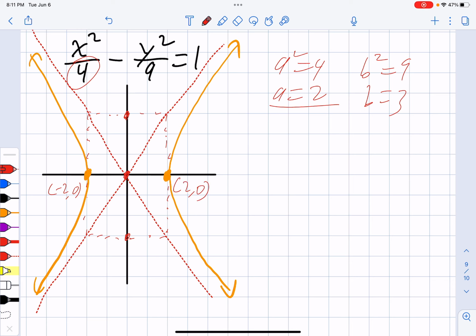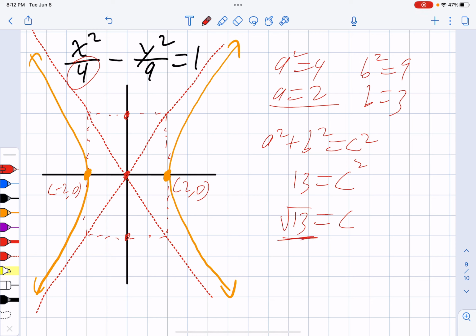The focus, remember, the focus comes from a squared plus b squared equals c squared, but a squared and b squared are those 2 numbers, the 4 and 9. So whoops, that's not legible. c squared is 13, so c is the square root of 13. Remember, just like in an ellipse, that number is the distance from the center to the foci. Square root of 13 is about 3.6.